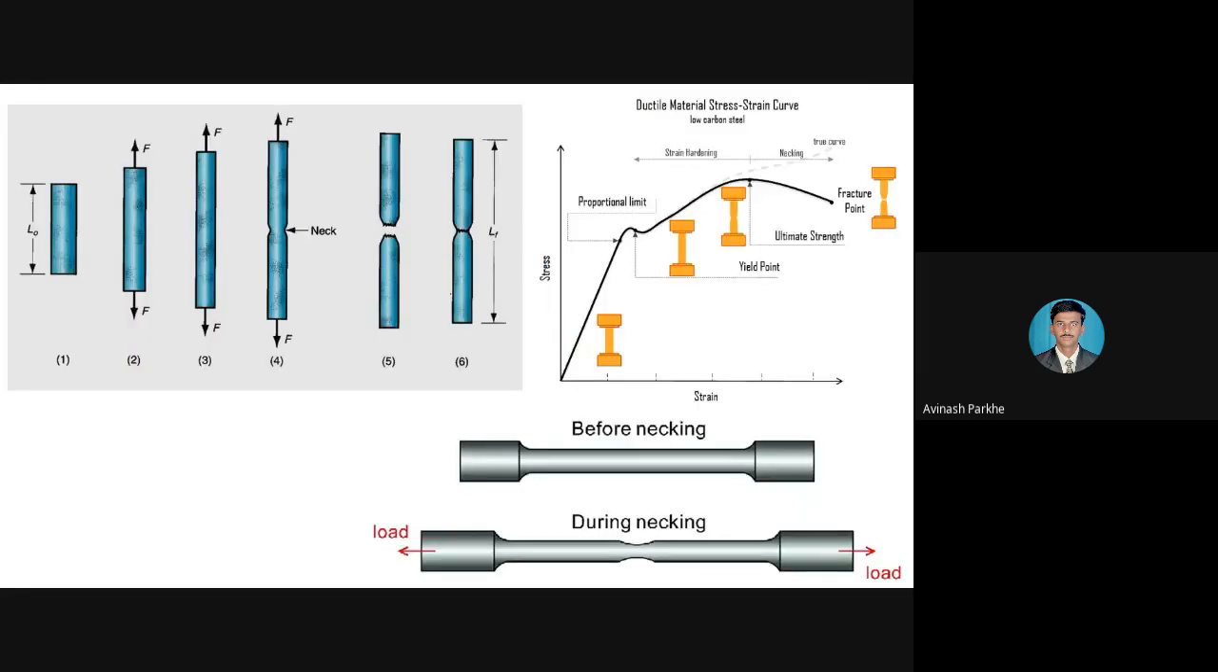Then this is also a figure we have discussed, how the neck formation will be taking place at the center. Here you can see in figure number 4, this is the neck formation, and after that how the breaking will be taking place. That means your specimen will break into 2 different portions. So that point is called the breaking point.